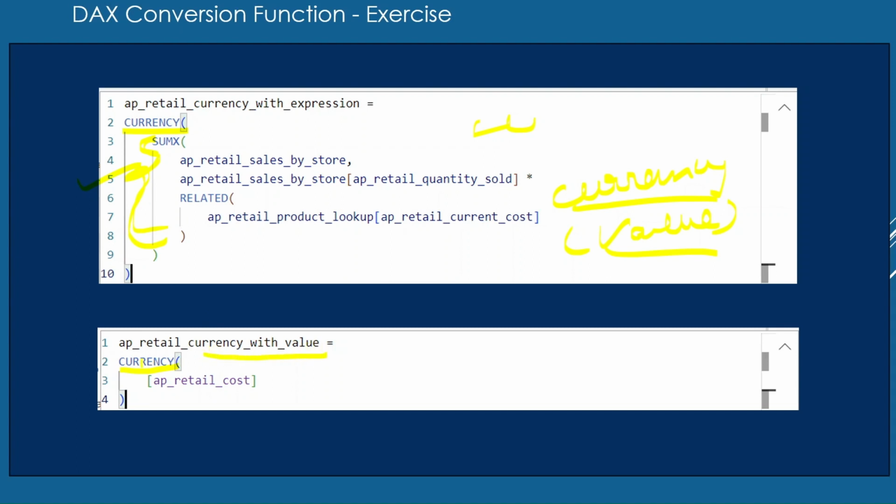But in these measures, I am passing a measure in the input parameter of the currency function. This measure is nothing but a value. This is not an expression. So whatever value this measure generates, the currency function will add a currency symbol at the beginning of each value. Let's do this. Let's create these two measures in Power BI.